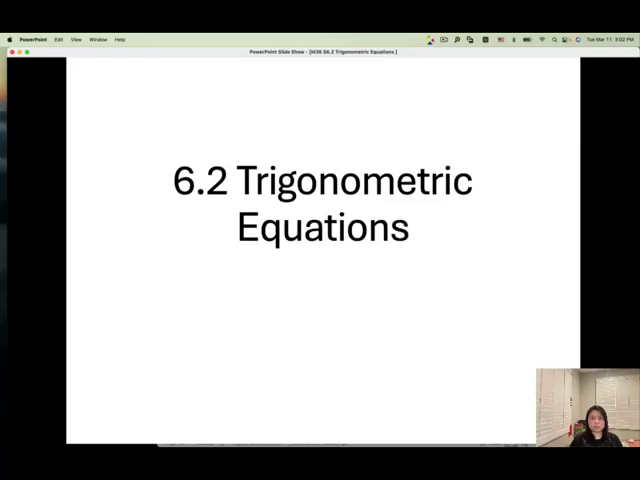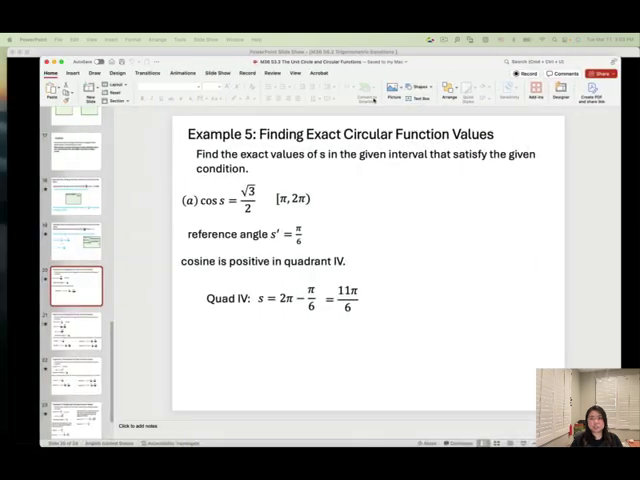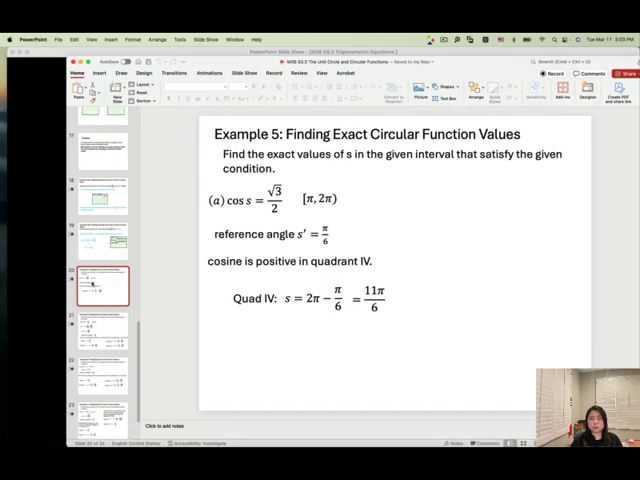Section 6.2 Trigonometric Equations. We want to solve a trigonometric equation by linear methods. So we want to solve this equation, and we know that theta will be in the interval from 0 degrees to 360 degrees. If you remember, we covered this topic in section 3.3 already. You could review the video lecture from section 3.3, example 5.